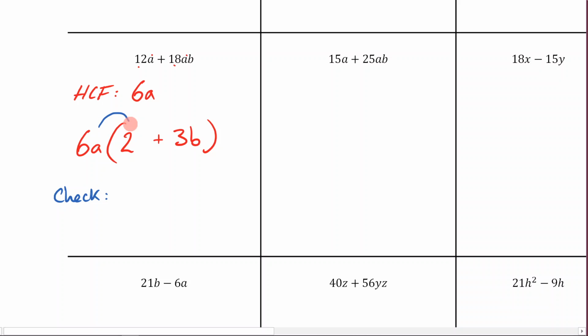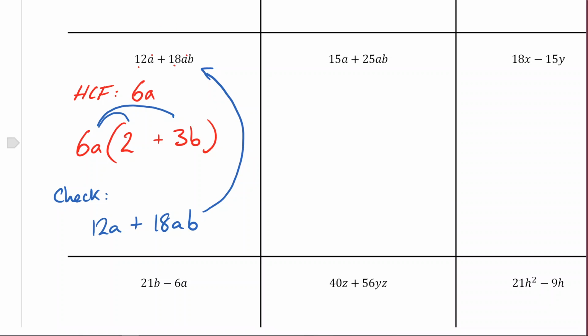6a times 2 is 12a. 6a times 3b will be 18ab. And that is what we have up there. Fantastic. Let's keep on going.